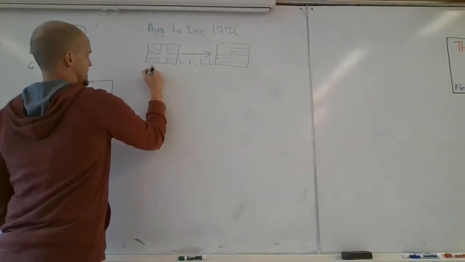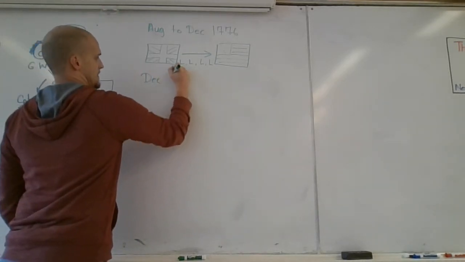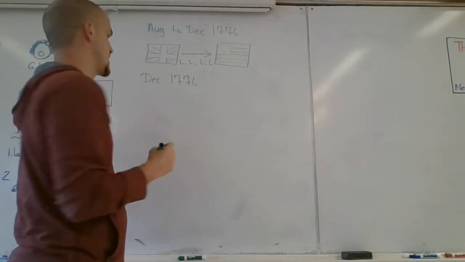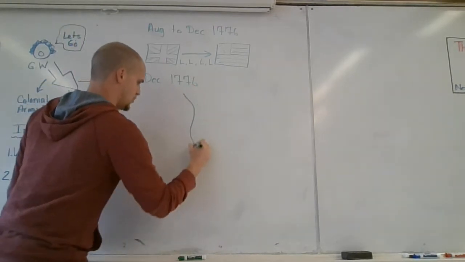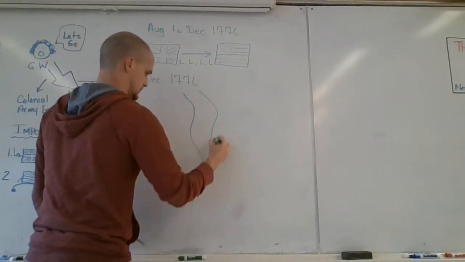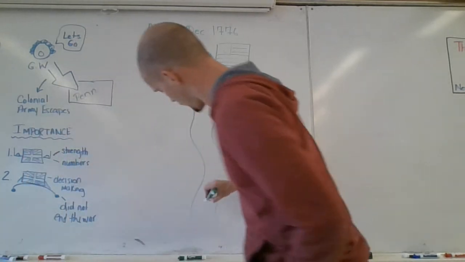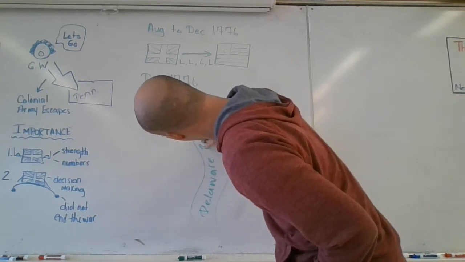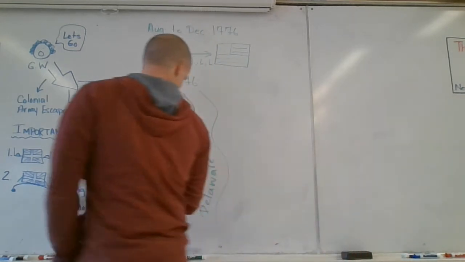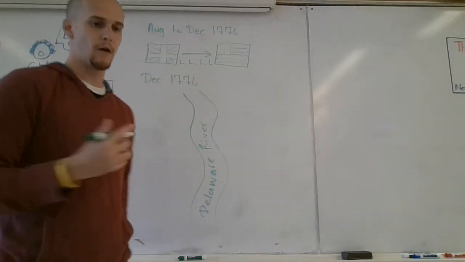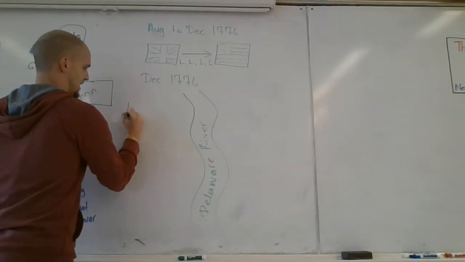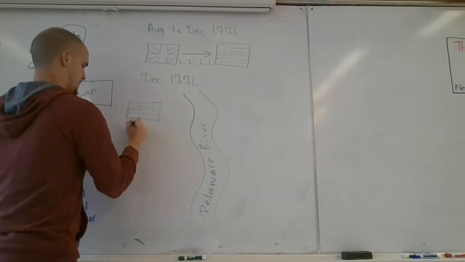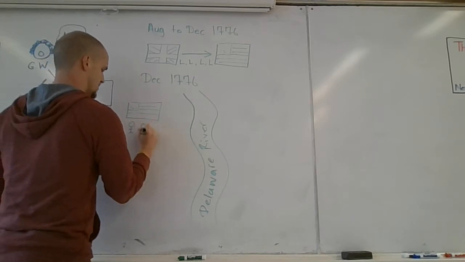And so December of 1776, Washington realizes something's got to change. Something's got to change. And he comes to a river. And that is the Delaware River. They're at the Delaware River. And you have, on this side, you have the colonies. Led by Mr. George Washington.